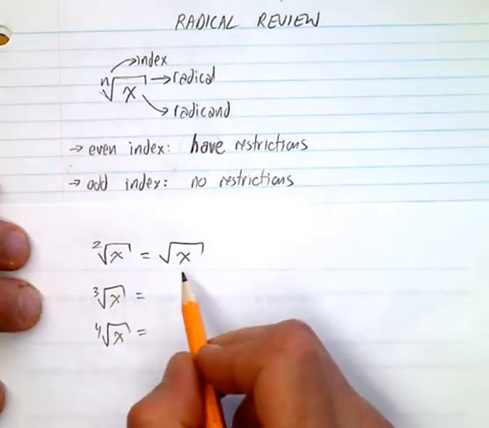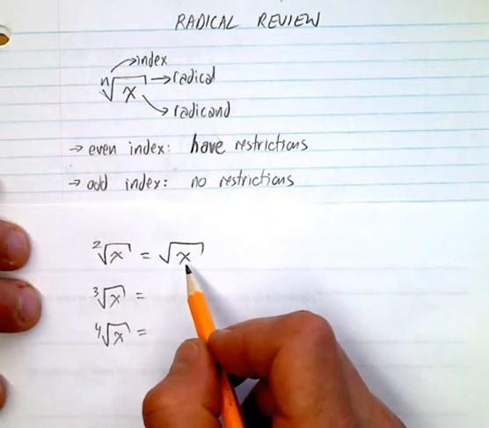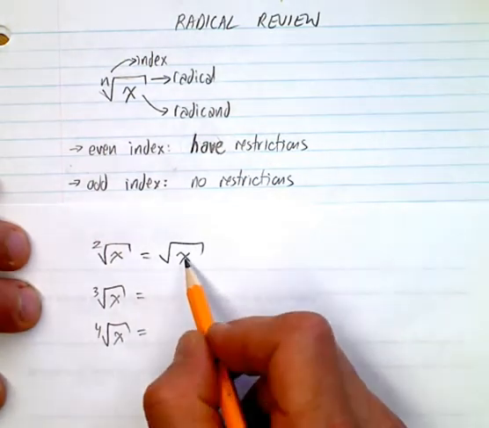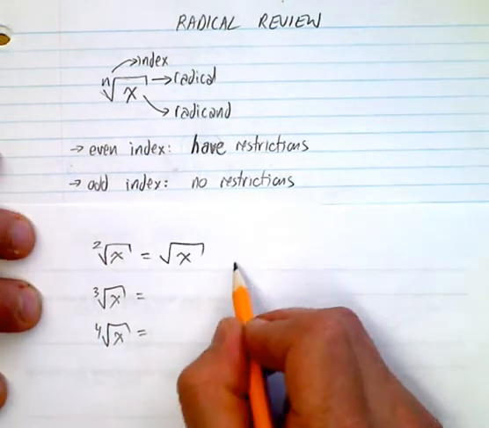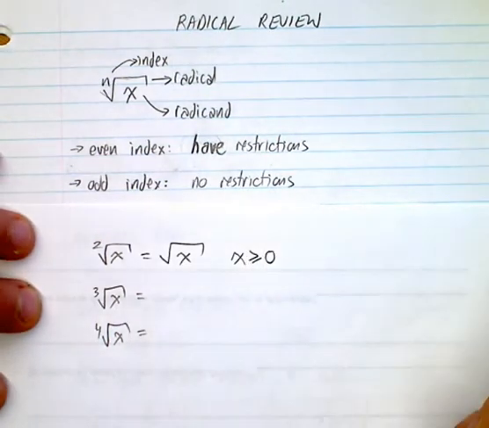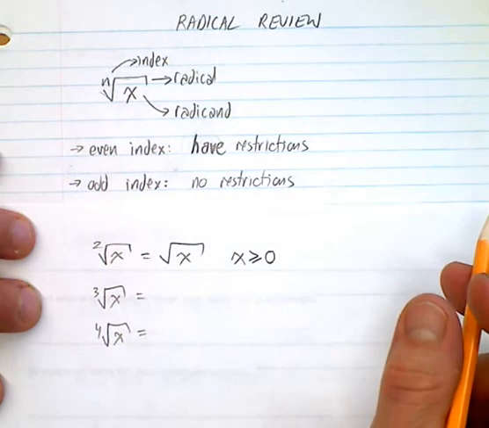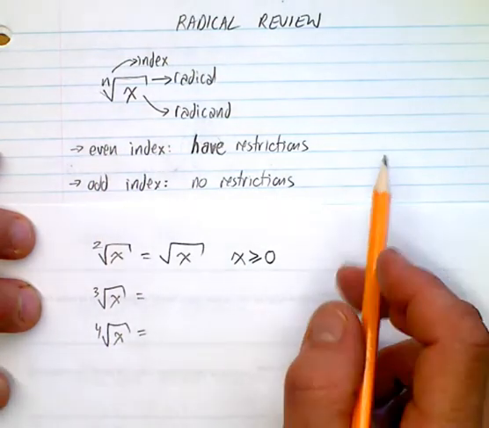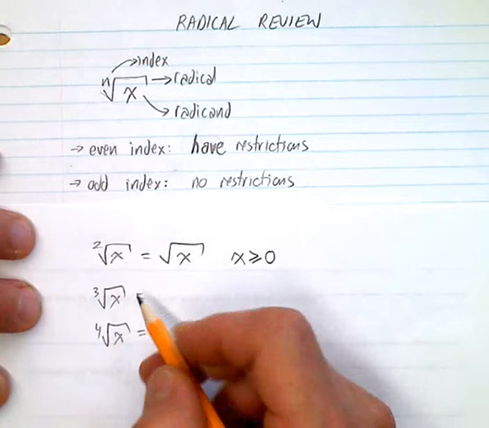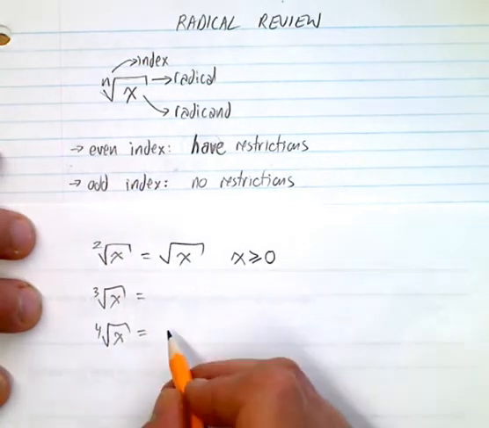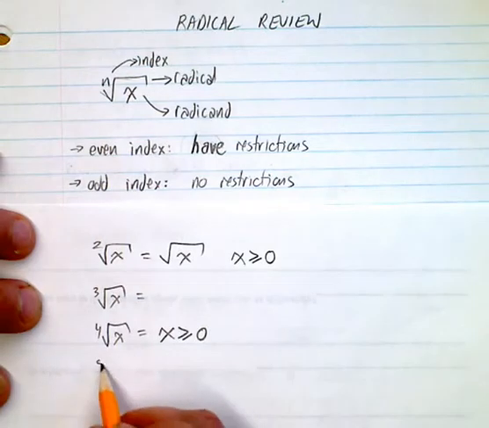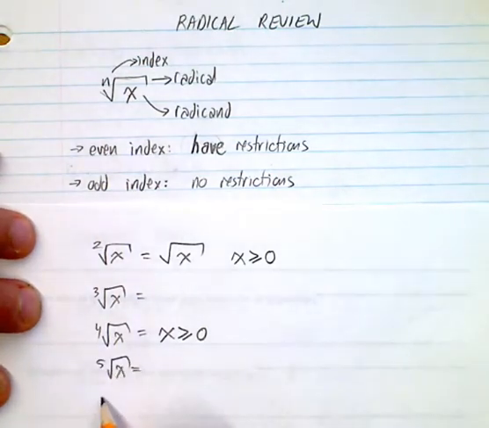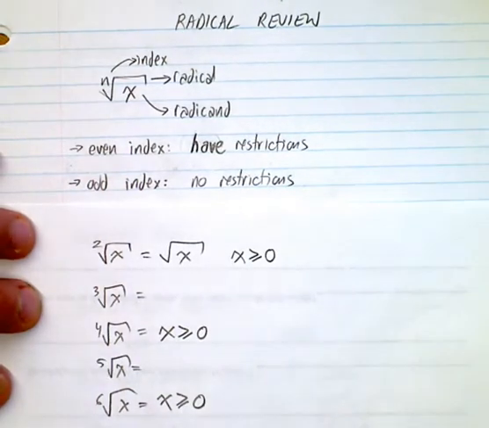Now, with the even indices, or the even index, we know that the value in here has to be greater than or equal to 0. So in this case, x has to be greater than or equal to 0, right? Because you can't take the square root of a negative number. The same goes for the fourth root, or the sixth root. So in this case, x has to be greater than or equal to 0 too. And the sixth root of x is again a root where x has to be greater than or equal to 0.